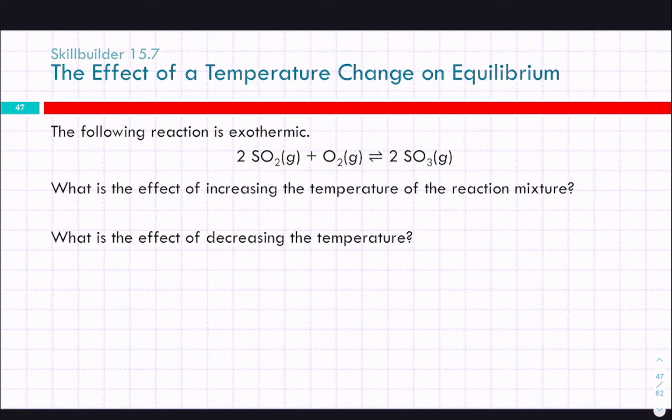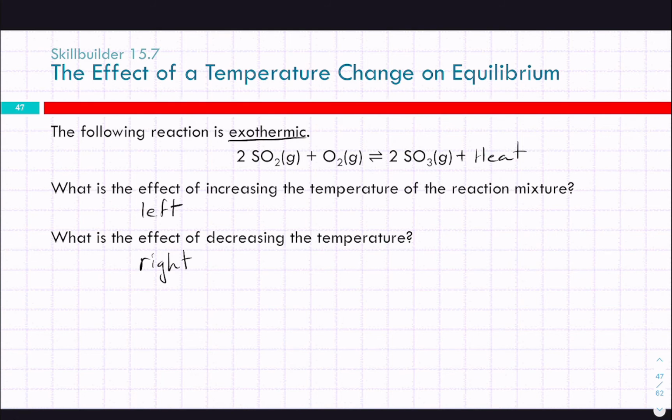For this reaction, this is an exothermic reaction. So which side is the heat going to be on? Is it a product or a reactant? Product. It's a product. So we can add that in there. And now if we increase the temperature, which way does the reaction shift? Shift to the left. And if we decrease the temperature, it goes to the right.